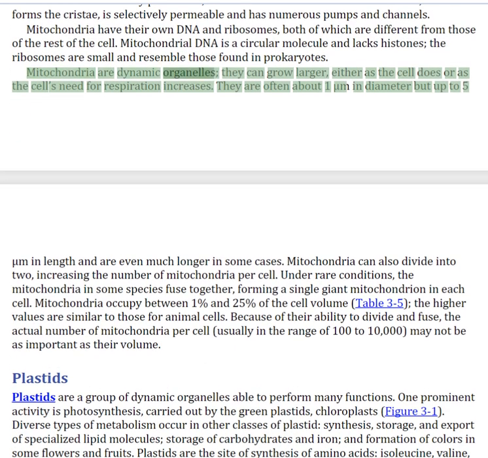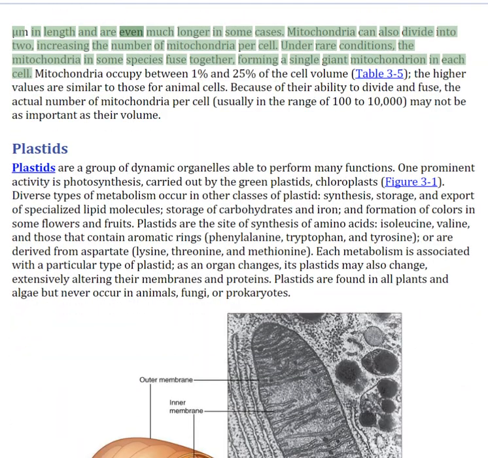Mitochondria are dynamic organelles. They can grow larger either as the cell does or as the cell's need for respiration increases. They are often about 1 micrometer in diameter but up to 5 μm in length and are even much longer in some cases. Mitochondria can also divide into two, increasing the number of mitochondria per cell. Under rare conditions, the mitochondria in some species fuse together, forming a single giant mitochondrion in each cell.